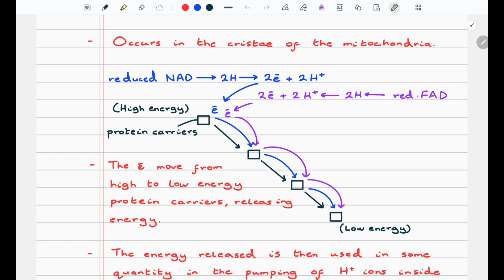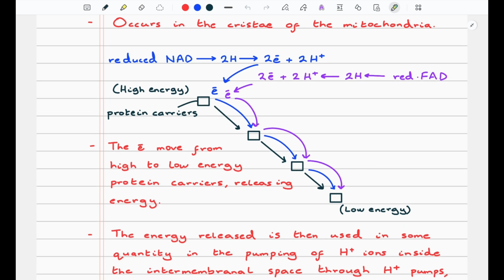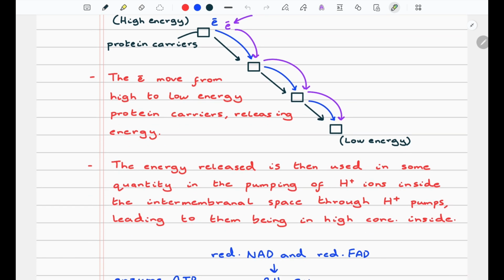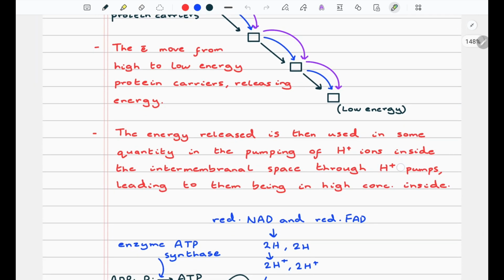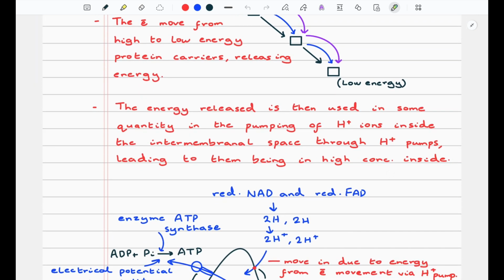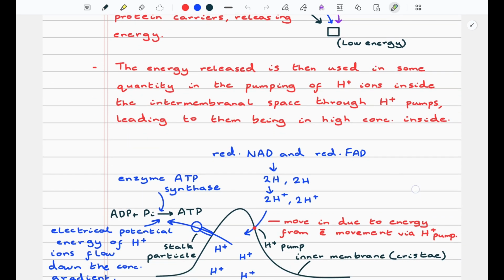The electrons then move through a series of different electron acceptors or protein carriers on the cristae, moving from high to low energy levels, releasing energy. So the electrons from reduced NAD and reduced FAD are carried by these protein carriers from high energy to low energy, and this movement releases energy, which basically allows the H plus ions to be pumped into the intermembranous space of the mitochondria via active transport.